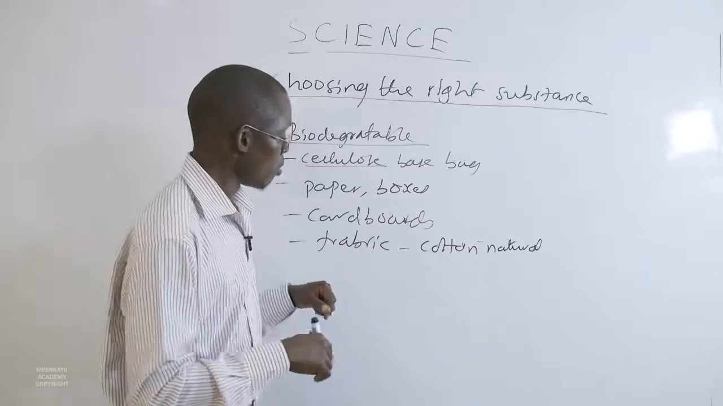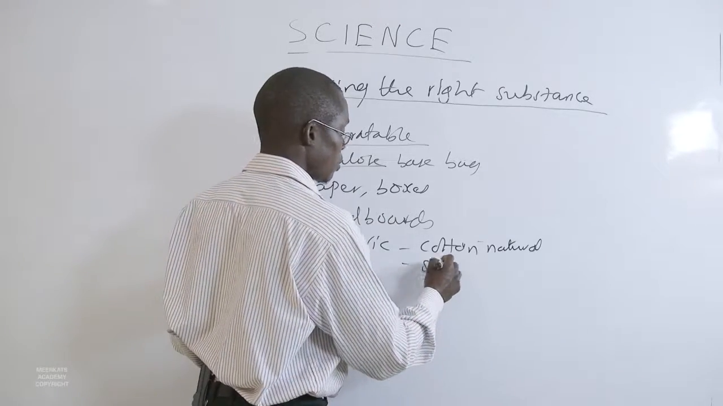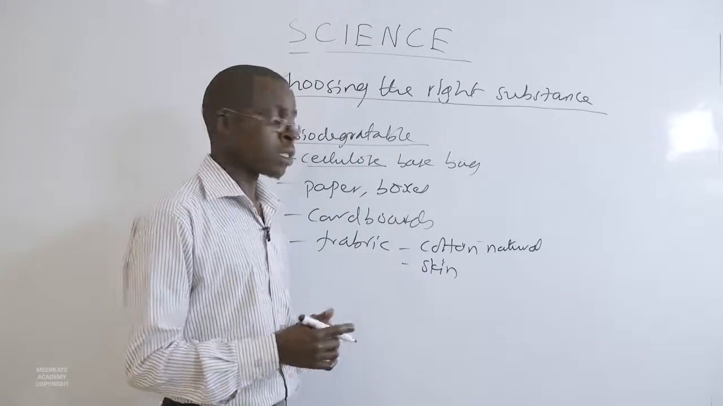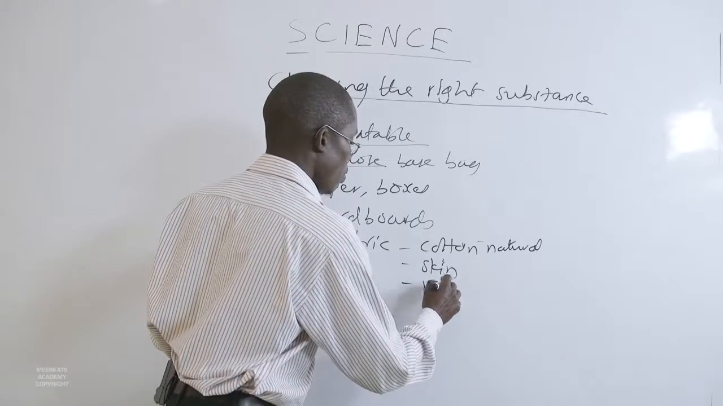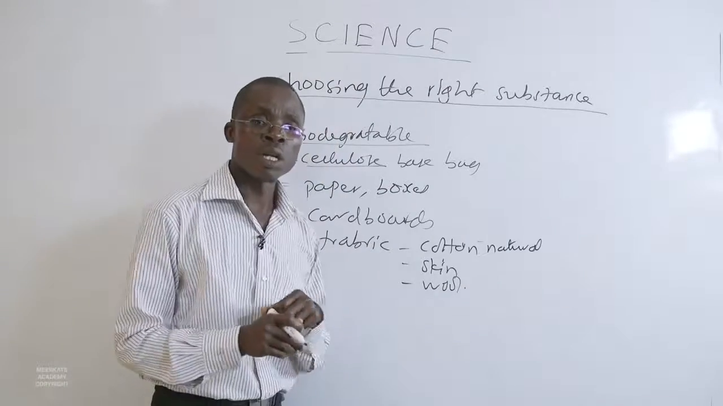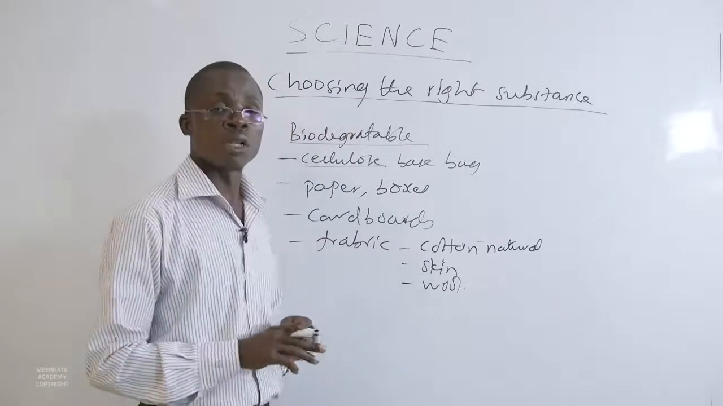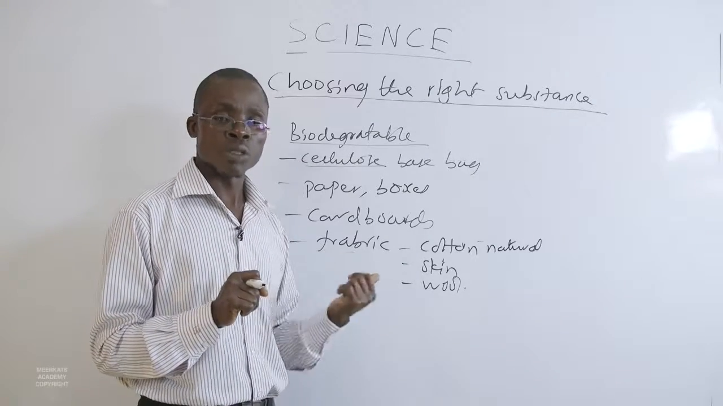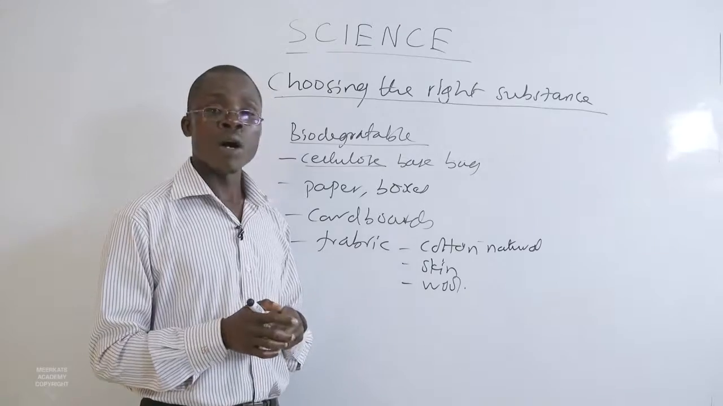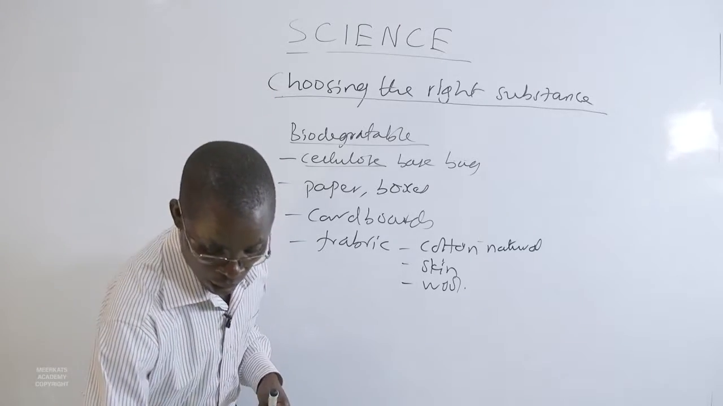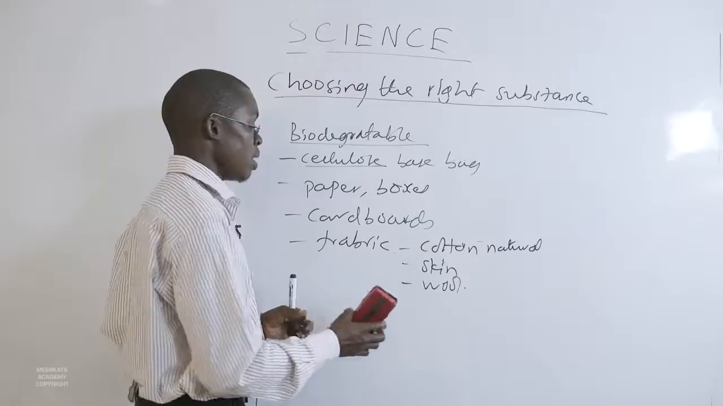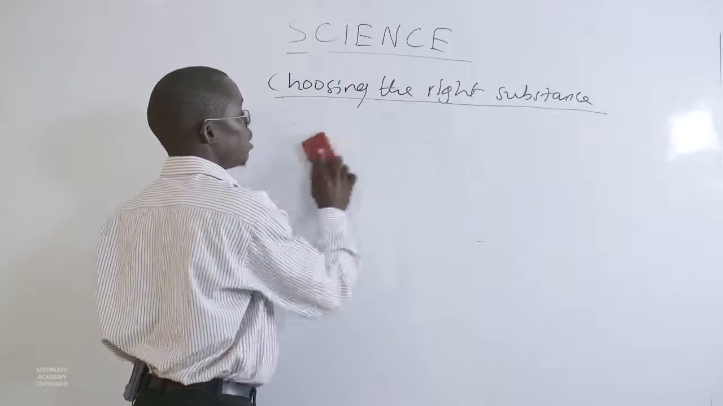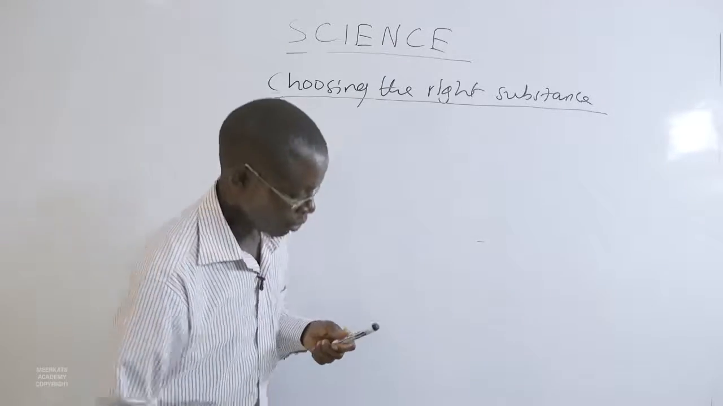We have cotton, we even have the skin. We have the skin, it is also a natural product. We have wool, that's a natural product, and so on. So these are the materials you and I should always insist on using for our future generation. Otherwise, we may die with our environment. Now, examples of non-biodegradable.